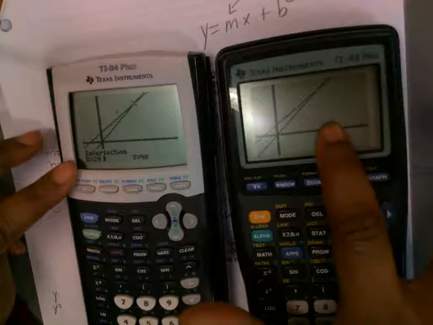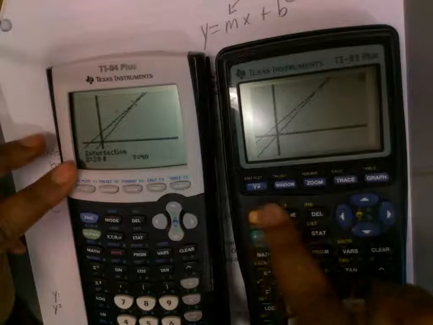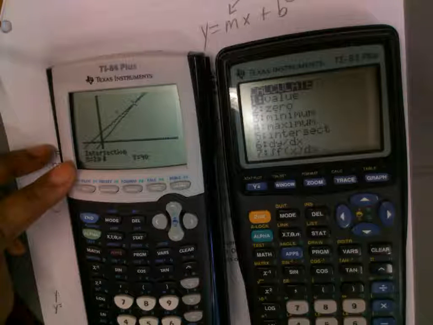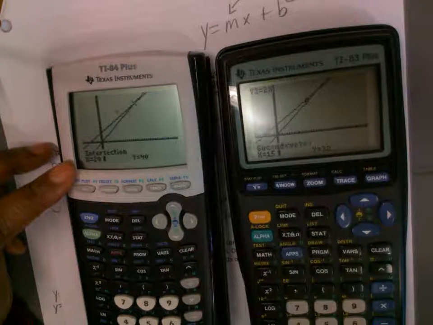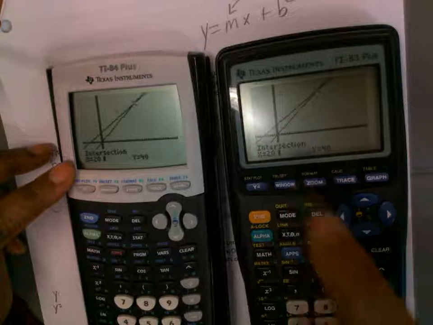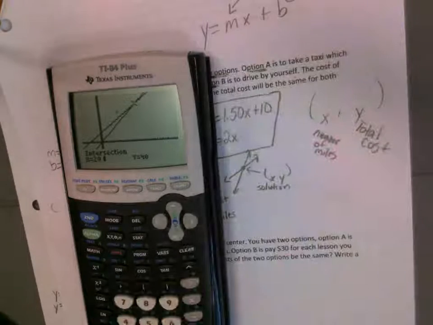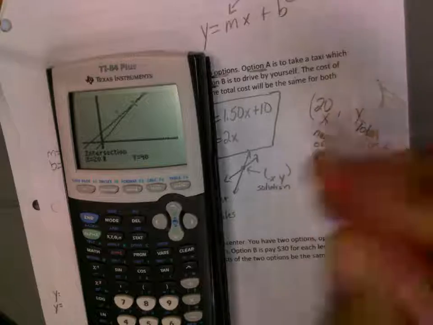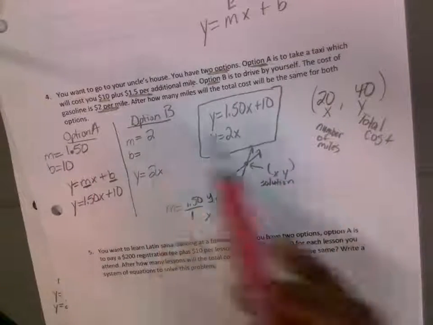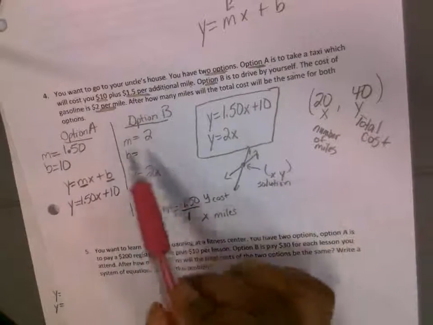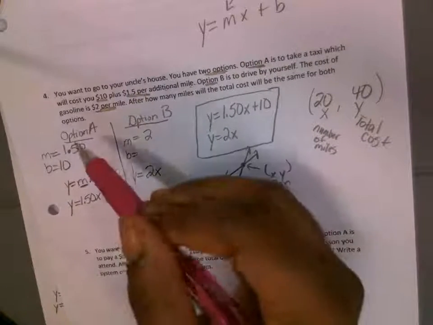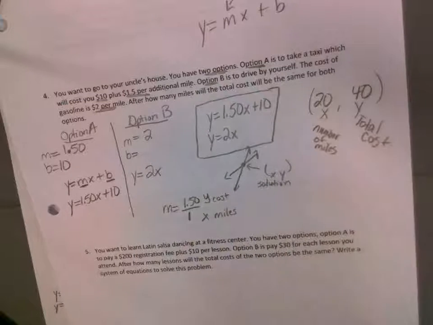I'm going to do it again here, okay? I press second, trace, intersect. Where does it cross? And now I press enter 3 times. 1, 2, 3. And my ordered pair is at the bottom of the screen. It's going to be 20 for X and 40 for Y. And so what that means is that for option A and B, they drove 20 miles and had to pay $40 for both options. That's where they crossed. So both options at 20 miles, they both had to pay $40. That's when it's the same.